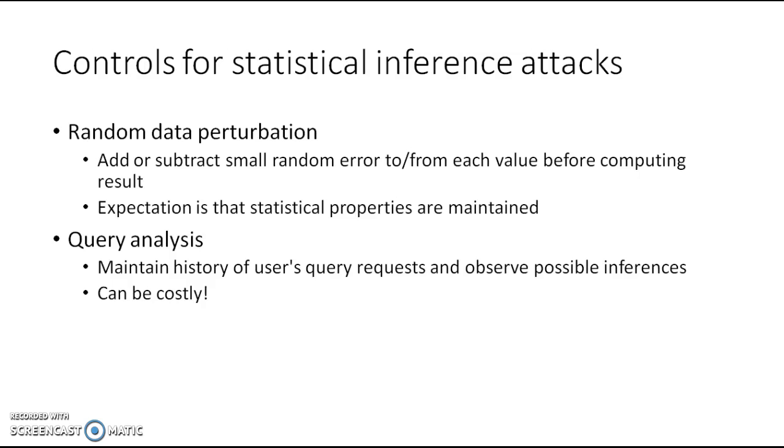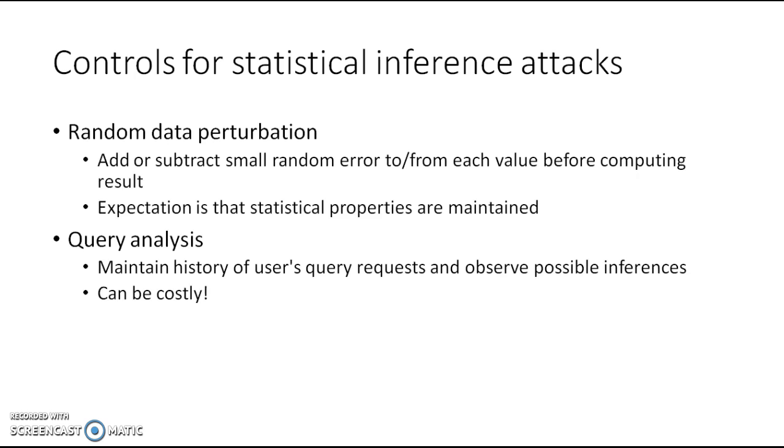Random data perturbation: add or subtract a small random error to and from a value before computing the result. By this way, you can add or subtract some of the values to find the result. Our expectation is that statistical properties are maintained. So with random data perturbation, the expected value and the statistical probabilities are also maintained, to control the statistical inference attack.